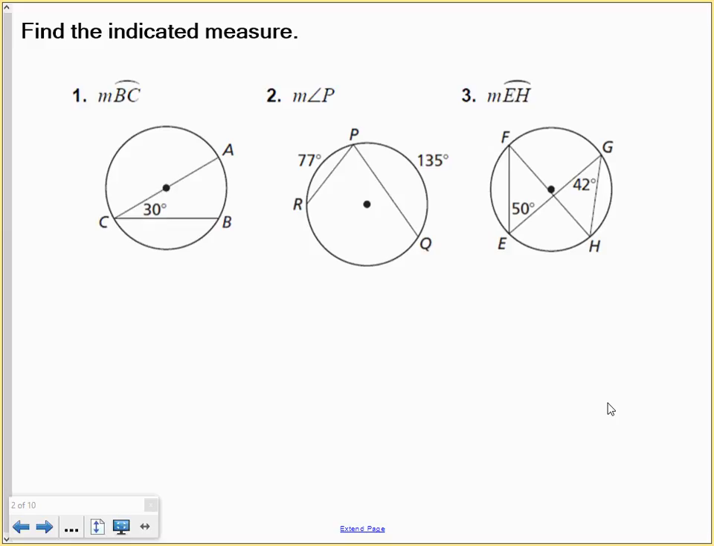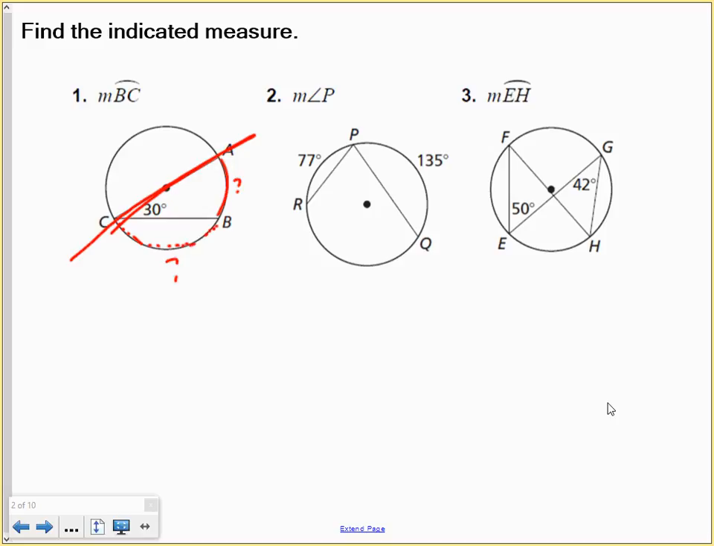So if you're stuck on number 1, you probably first need to find AB. You probably need that first. And then use the fact that this is a diameter to find what they're actually asking you for, CB.